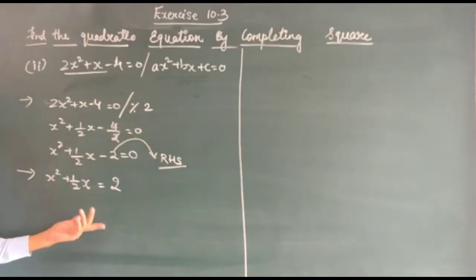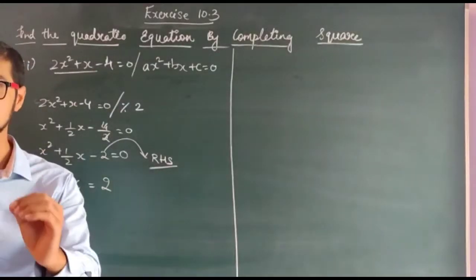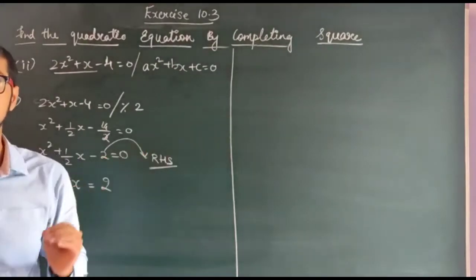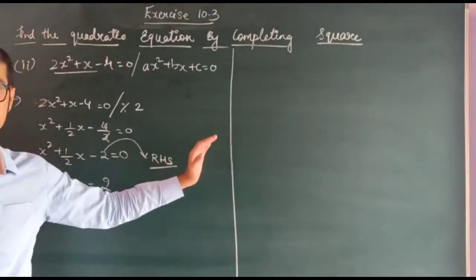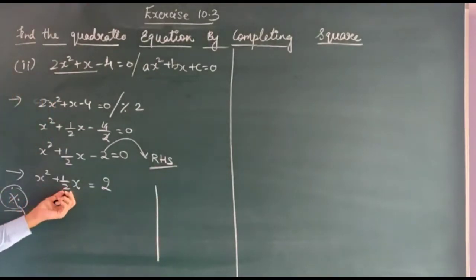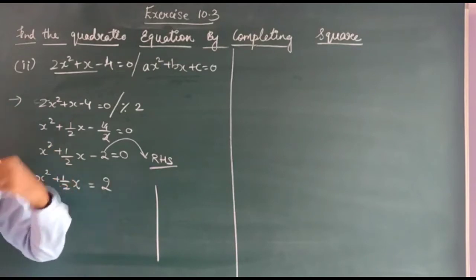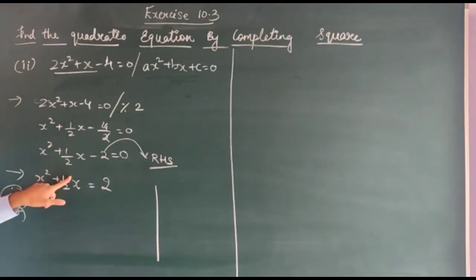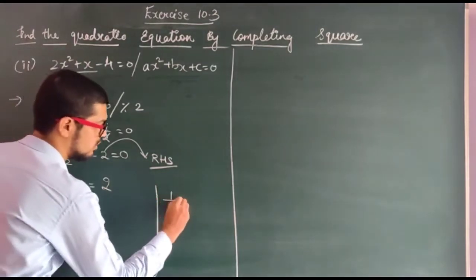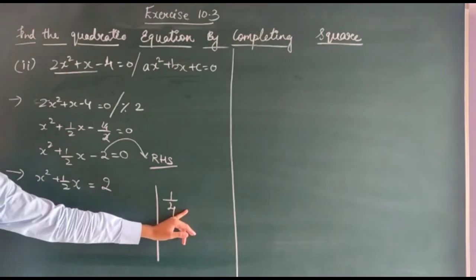Now after this, what is my fourth step? The fourth step is a very important, critical step in this procedure where students make mistakes. So please observe this step carefully. What is my fourth step? Observe the coefficient of x. Take that coefficient of x, that is a half, and divide that by 2. So the coefficient of x here is 1/2. So this 1/2 divided by 2 will become 1/4. So after getting this 1/4, square this.